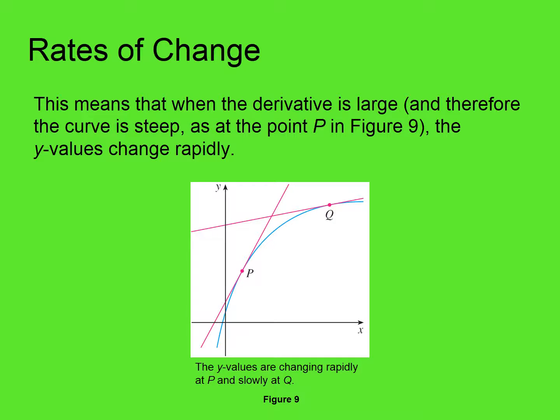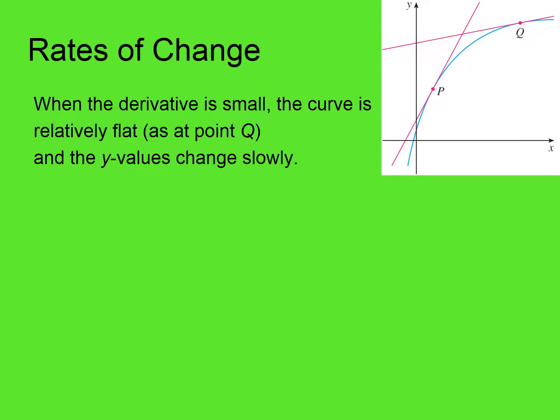This means that when the derivative is large and therefore the curve is steep, such as at point P, right? Tangent line is steep here. The y values change rapidly. When the derivative is small, the curve is relatively flat. Tangent line is flat. It's not steep as at point Q. The y values change slowly.